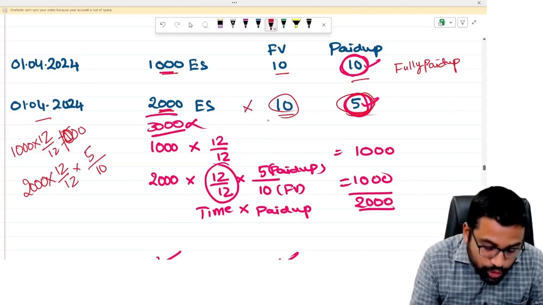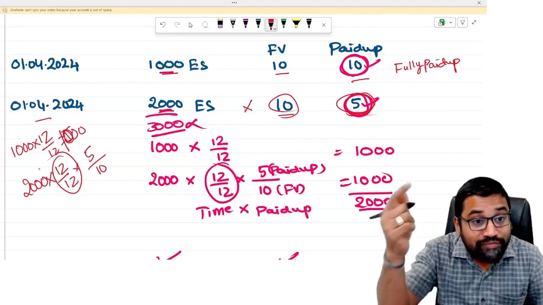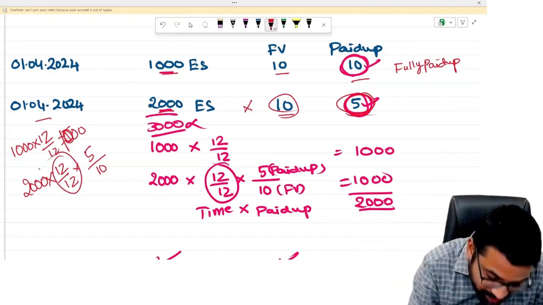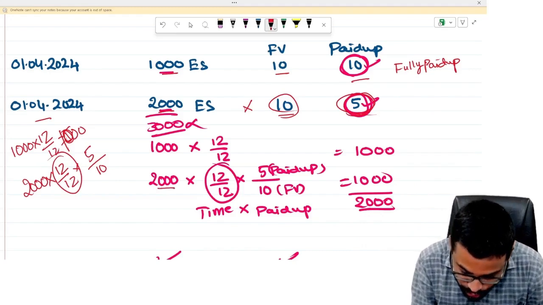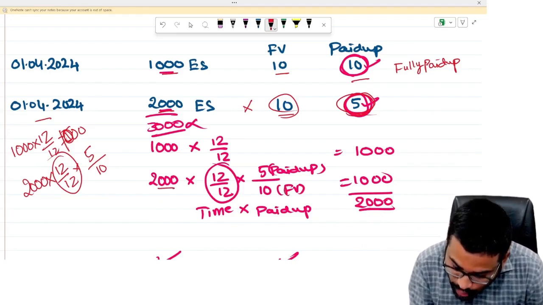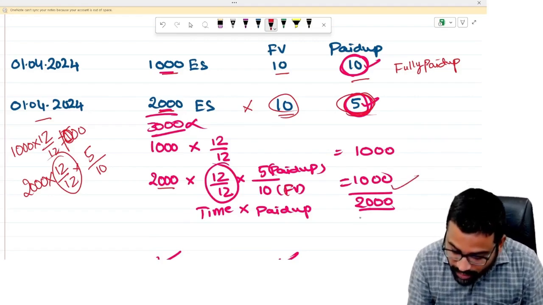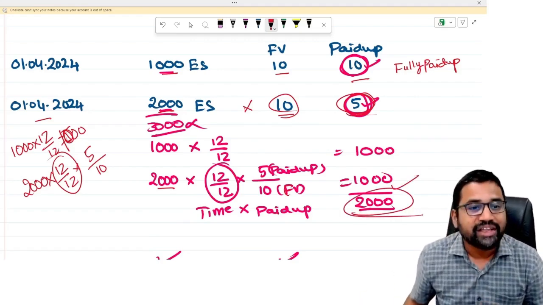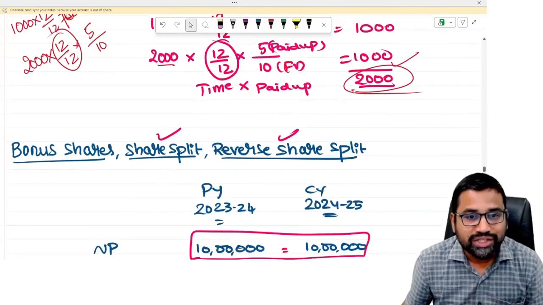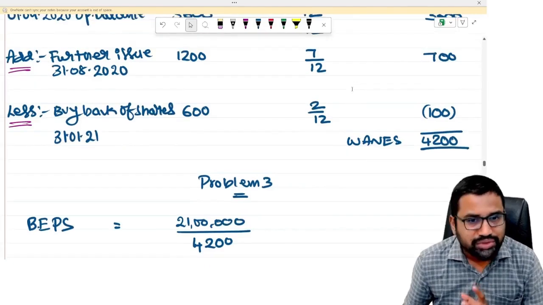2,000 into 12 by 12 time weight factor into 5 by 10. Out of 10 only 5 paid. Therefore you take 5 by 10. That means see here, 2,000 into 12 by 12 into 5 by 10. That means out of the total face value, how much you paid, you take it. So 1,000 equity shares. Therefore total weighted average number of equity shares is 2,000. I think you understood the concept.